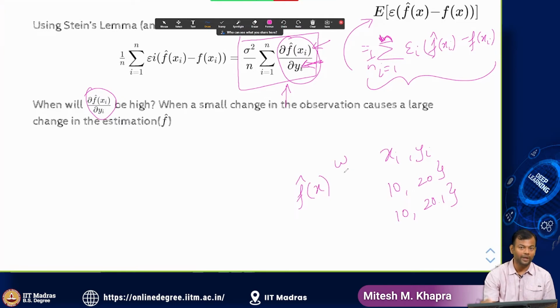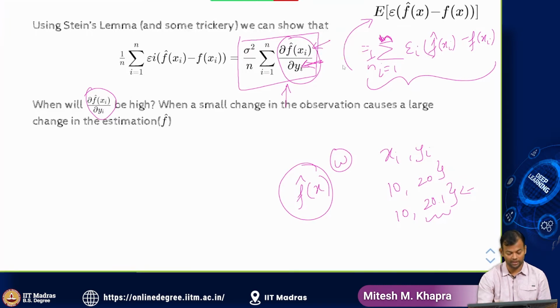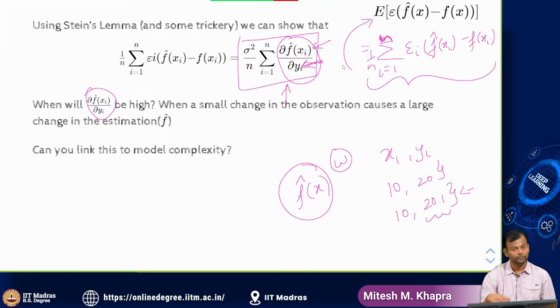But when would this quantity be high? If this quantity is high, it means that even a small change in y i causes a very large change in your f hat, which means a very large change in the w's that you have estimated. And this is definitely not good, because for such a small change, you don't want the model to vary a lot. And for what kind of models do we see that a small change in the data could lead to a large change in the f hat x that you got?